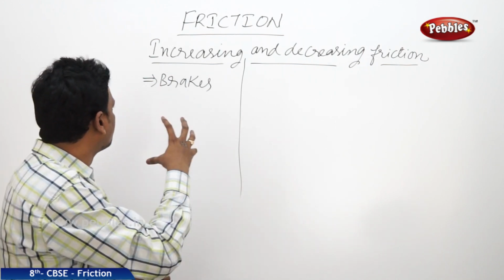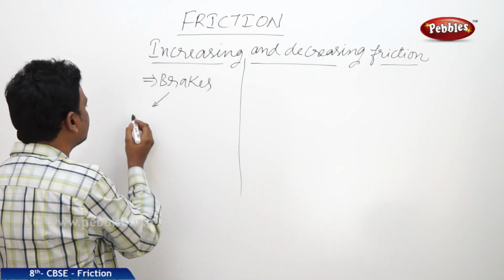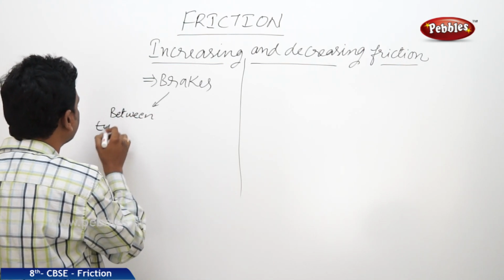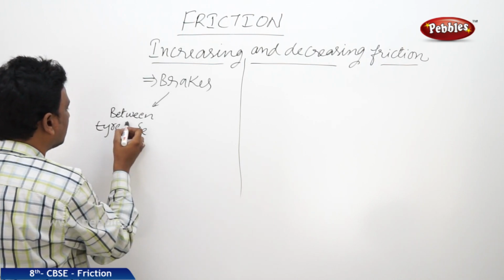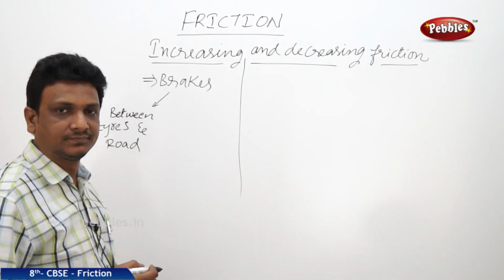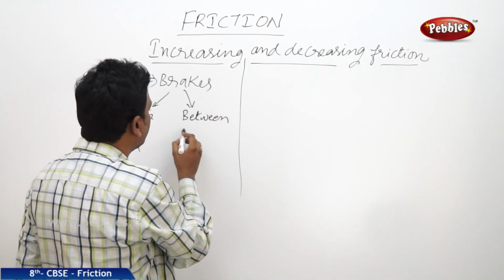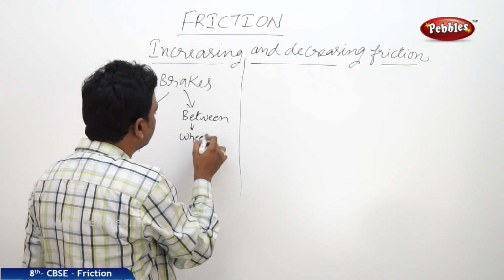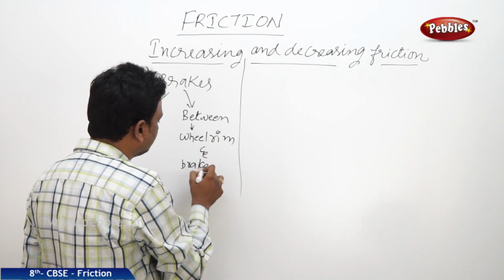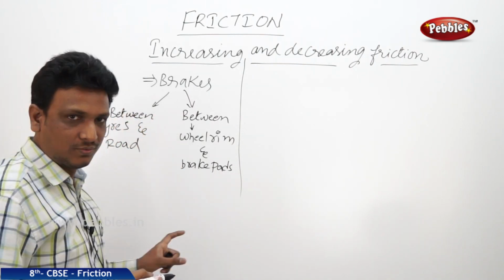You see here, to stop the vehicle, at 2 points the friction is very important. One point is between tires and road. So at this point, it's very important. And what is the other point? Between wheel rim and brake pads. Brake pads. But of course, this technology is being changed now.